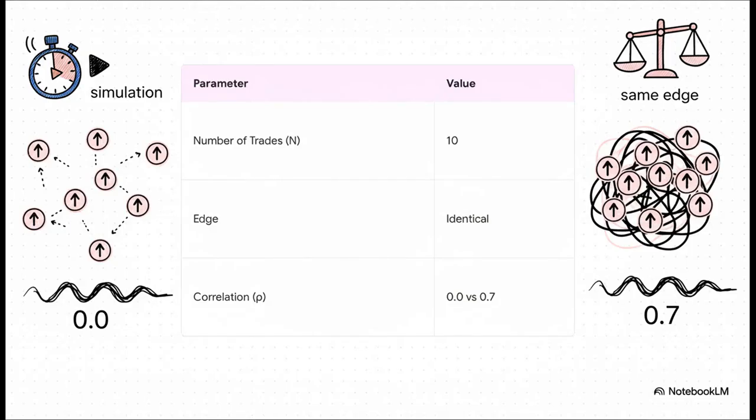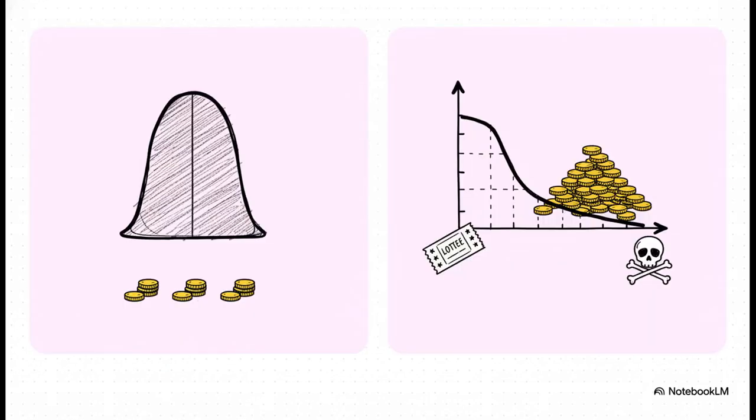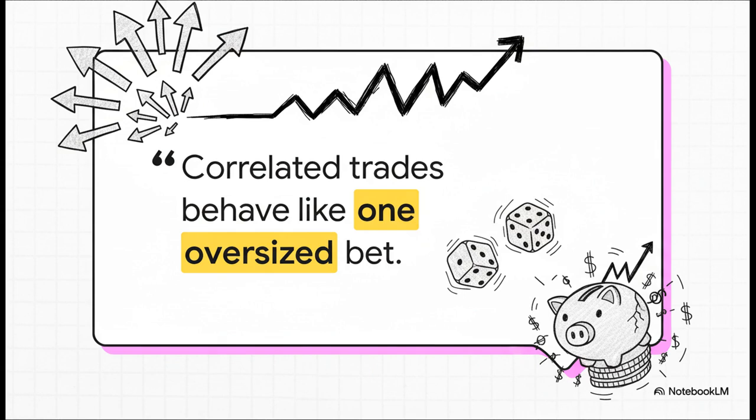To really drive this home, let's run a quick simulation. We're going to take 10 trades. They all have the exact same edge, the same potential. The only, and I mean only thing we're going to change is that correlation number. And wow, look at these results. It is night and day. On the left, with zero correlation, the outcome is predictable. It's a nice, well-behaved distribution, just like the textbooks promise. But on the right, with high correlation, it's chaos. The outcome is all over the place, with absolutely massive variance. It's not a trading strategy anymore. It's a lottery ticket.